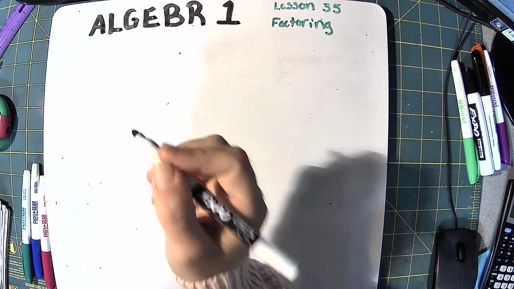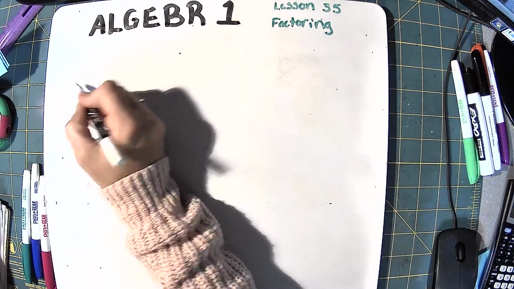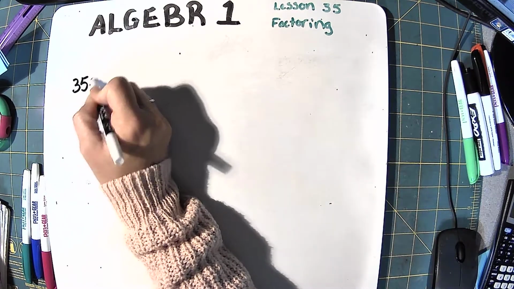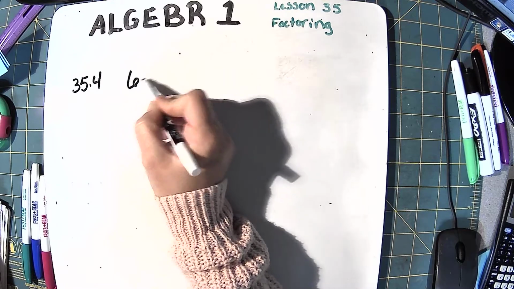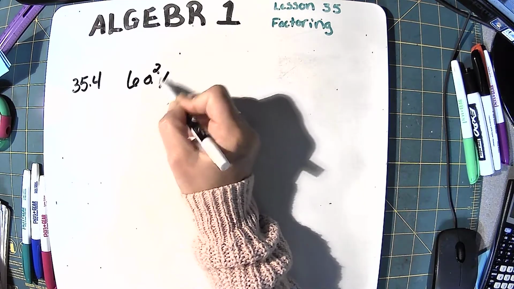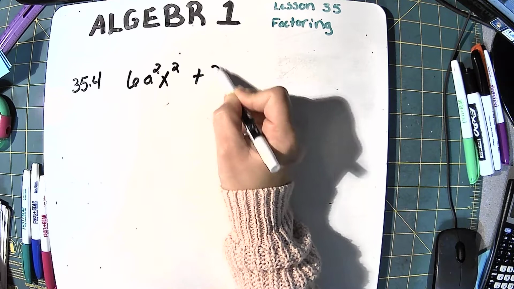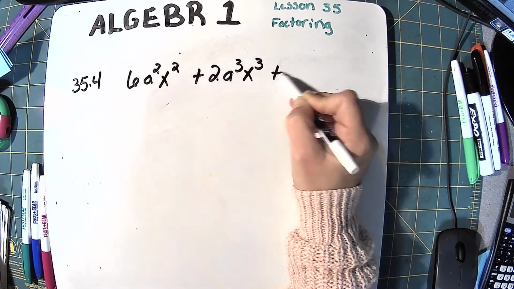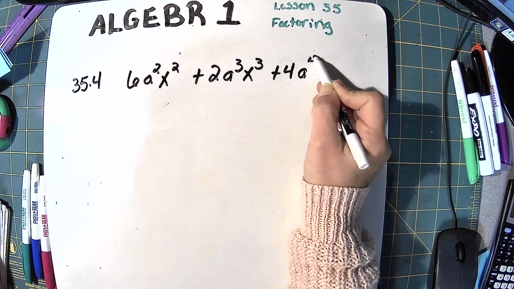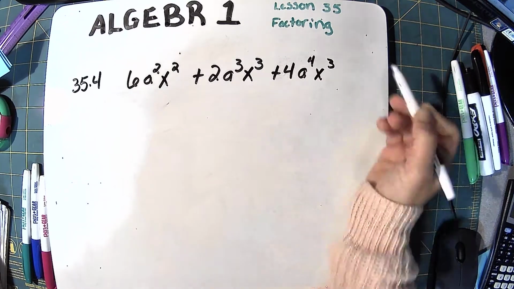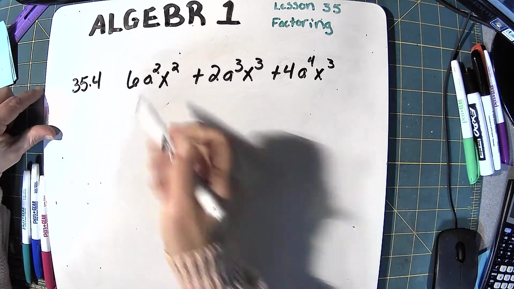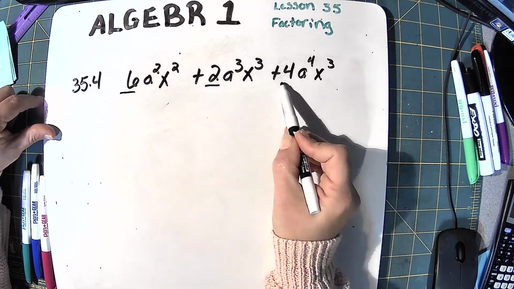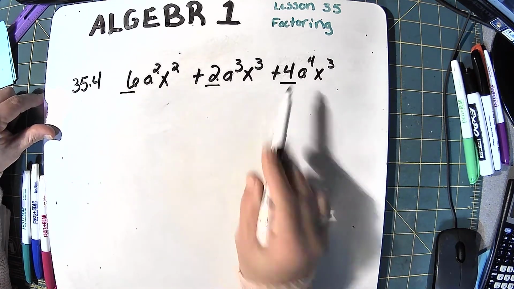Alright, what number was that? That was now on 35.4. This one has 6a squared x squared plus 2a to the third x to the third plus 4a to the fourth x to the third. Okay, so first I'm going to look at my numbers. What's the greatest common factor of 6, 2, and 4? That would be 2.